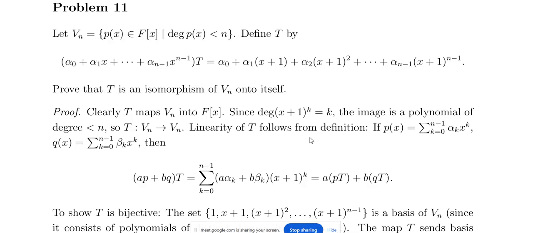Vn is defined as the collection of polynomials p of x of degree less than n. Define the transformation T. How have they defined it? T of alpha naught plus alpha 1 x and so on up to alpha n minus 1 x power n minus 1 equals alpha naught plus alpha 1 times (x plus 1) plus alpha 2 times (x plus 1) whole squared, and so on, plus alpha n minus 1 times (x plus 1) whole power n minus 1. Then that transformation T is an isomorphism of Vn onto itself.